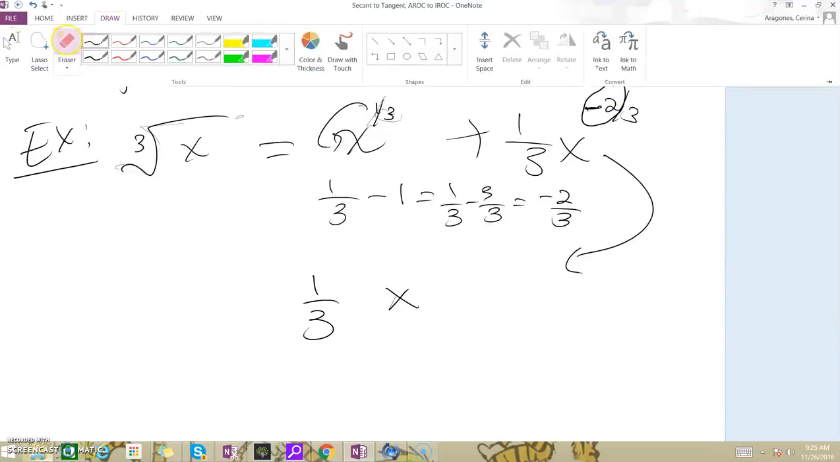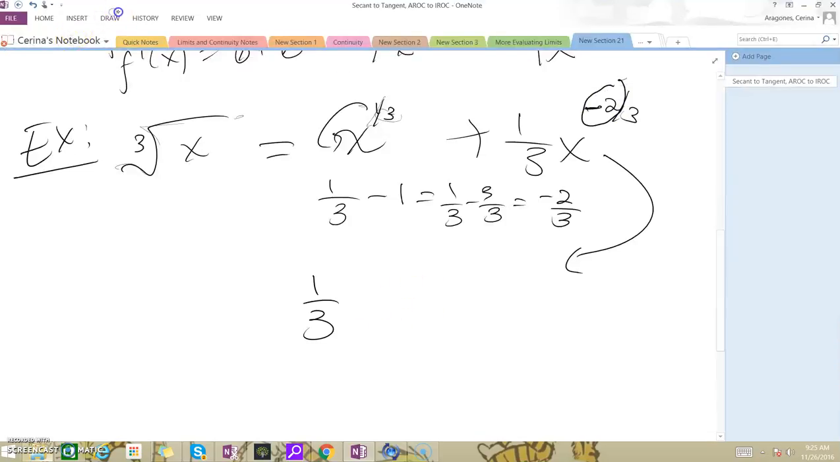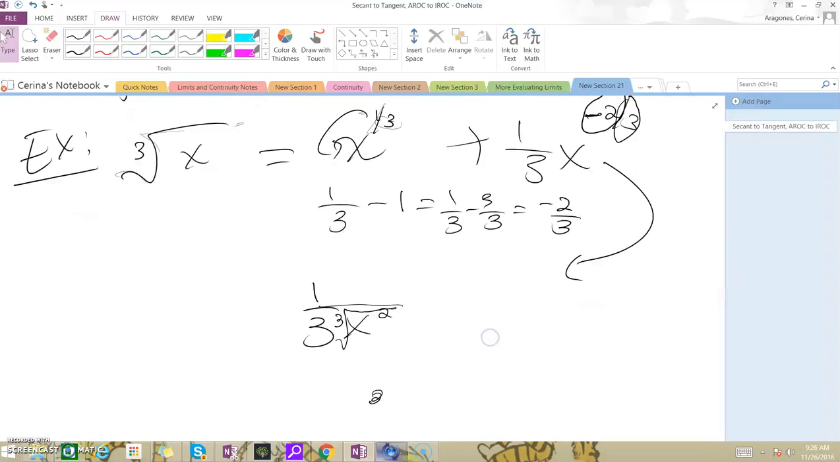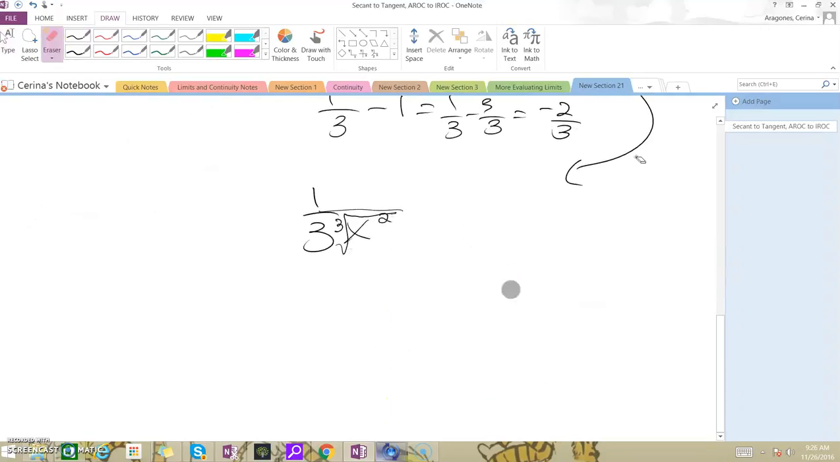Okay, let's erase this. It actually goes on the bottom here. Squared. And this over 3 means it's a cube root. So the cube root of x squared. Okay. Let's do another quick example of that.